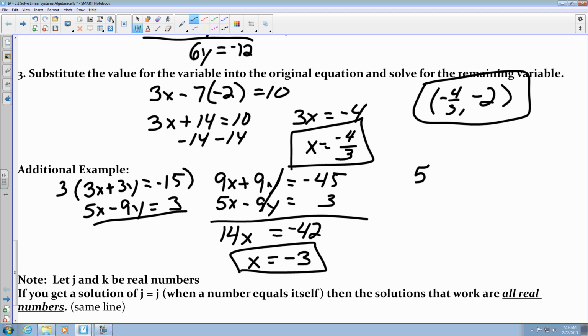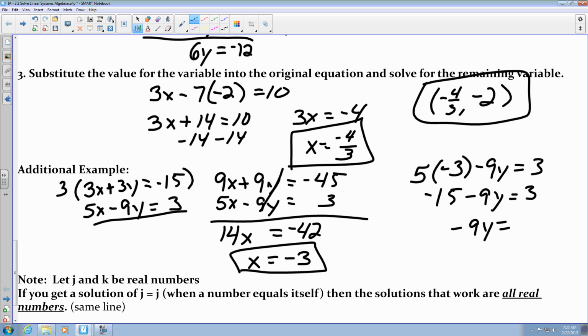So I have 5 times negative 3, because that's my new x, minus 9y equals 3. 5 times negative 3 is negative 15, minus 9y equals 3. I'm going to add 15 to both sides, so I get negative 9y equals 18. And if I divide both sides by negative 9, I get y equals negative 2. So my ordered pair here would be negative 3, comma, negative 2.